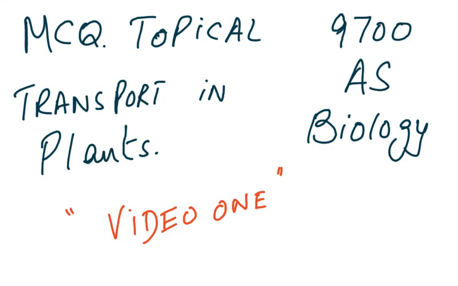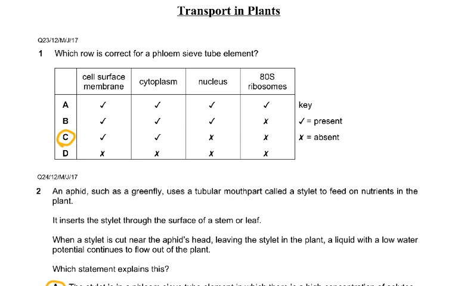Bismillahirrahmanirrahim. This is the topical MCQ on the chapter of transport in plants, which is the seventh chapter in 9700 AS Biology. Now, starting with question number one, which row is correct for the phloem sieve tube element?